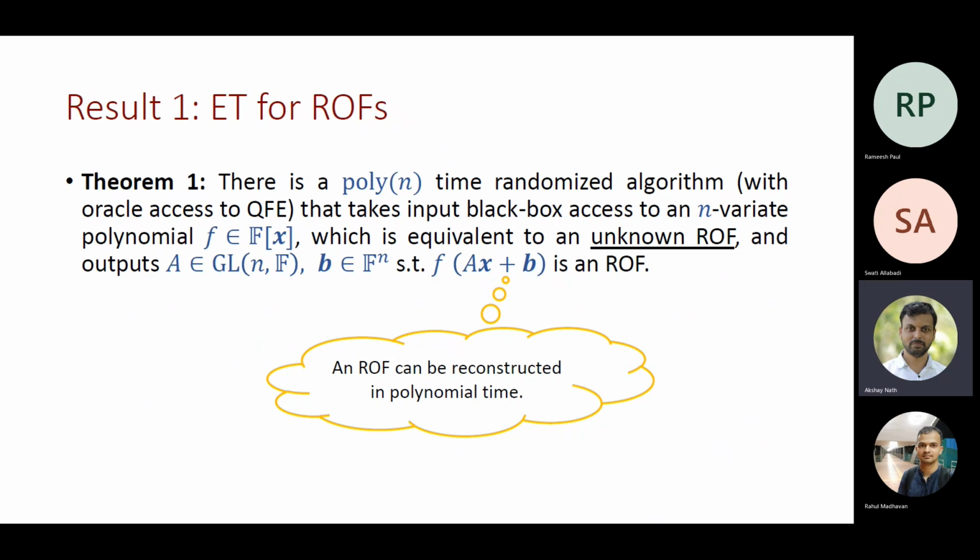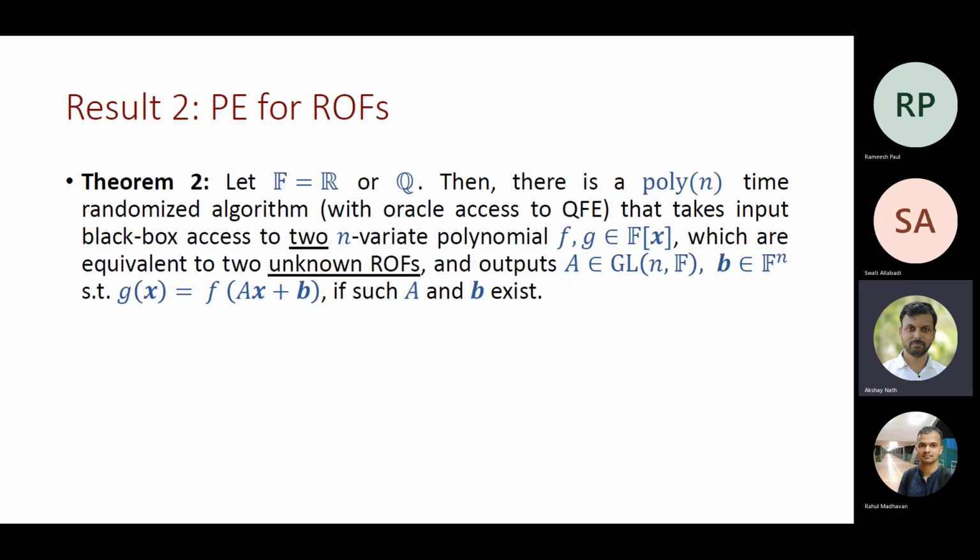Now let me talk about our second result. It is for the problem of PIT for ROFs. However, this result just works when the field is either the field of real numbers or rational numbers. And the result is as follows. There is a polynomial time randomized algorithm, again with oracle access to QFE, that takes as input black box access to two n-variate polynomials f and g, which are equivalent to two unknown ROFs, and outputs an invertible matrix A and a translation vector b such that g of x equals f of Ax plus b, provided such A and b exist.